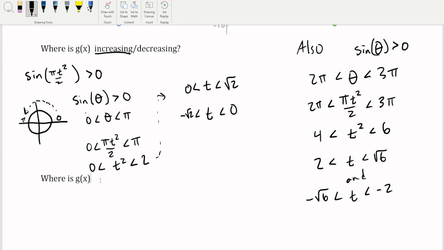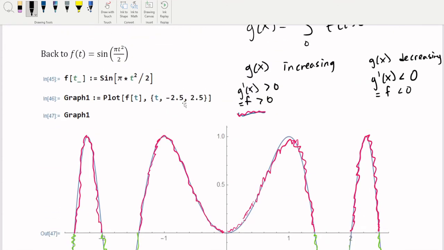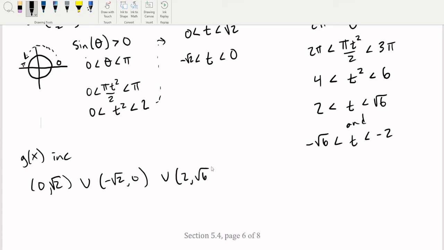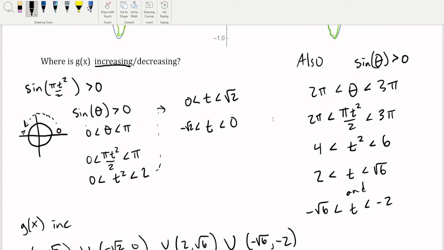When are we increasing, decreasing, to be more specific? This is a little bit harder to just do out, but what we can do is, on the range negative 2.5 to 2.5, we're just going to stick here. g of x was increasing. So g of x is increasing between 0 and root 2, between negative root 2 and 0, also between 2 and root 6, and also between negative root 6 and negative 2. So it's all of those places it's increasing, and so it's just going to be decreasing everywhere else. So this is kind of nice to do. You can just go everywhere else to see decreasing.